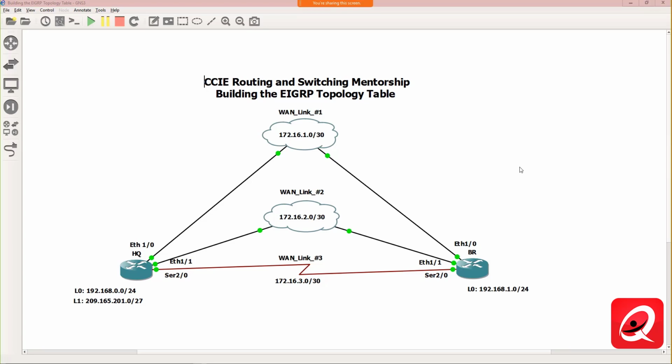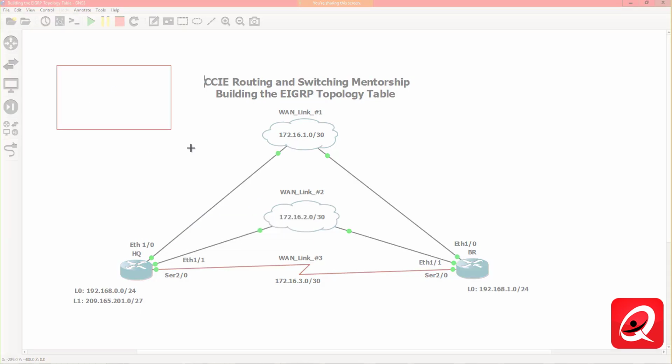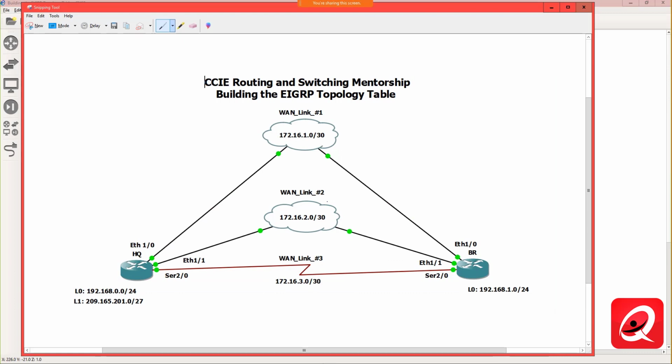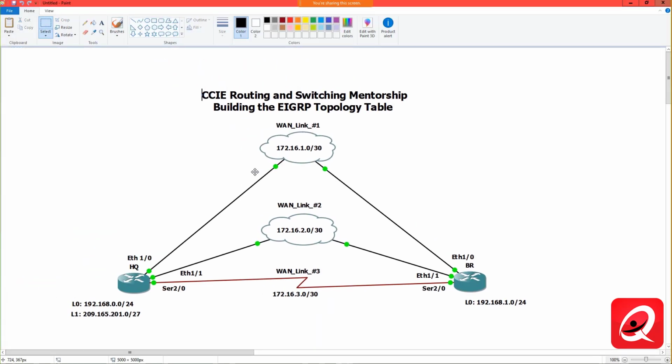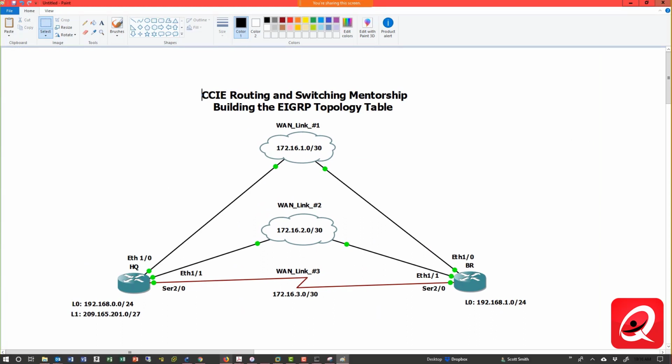This is mostly going to be a demonstration, and then perhaps manipulations, and we'll talk about what the effect is of changing metrics at certain points within the network. That's a very important concept. In fact, let me get a snip of this topology here, because I want to use this diagram to demonstrate some of the concepts. So let me put that into Paint here. And we'll use this diagram to demonstrate some of the concepts that we'll be talking about throughout the configuration.